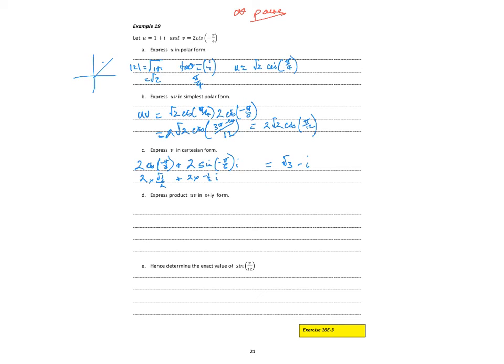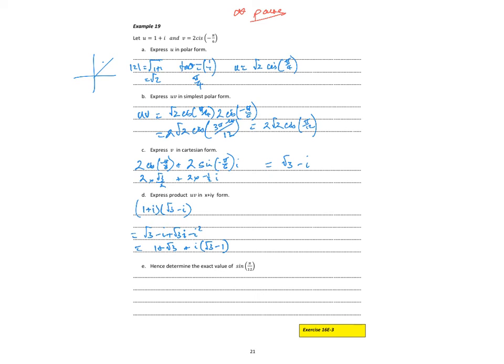Express the product UV in x plus iy form, so we can just multiply 1 plus i times root 3 minus i. What does it give me? Root 3 minus i plus root 3i minus i squared. So it's equal to 1 plus root 3 plus i times root 3 minus 1.